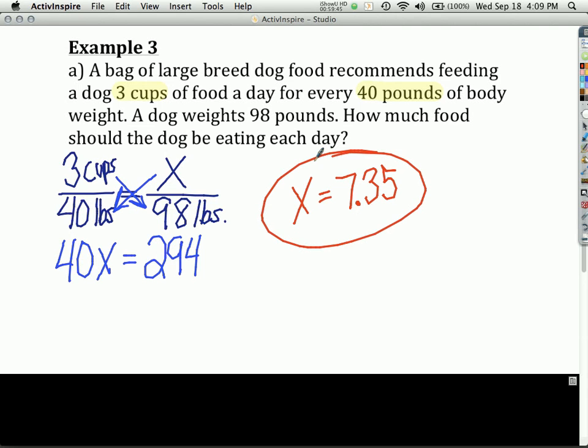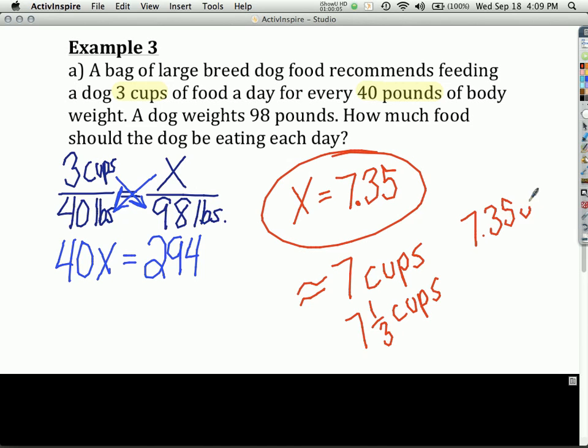Okay? Questions, comments? Yes? So that's the answer. Well, you have to answer the question. So you could say approximately 7 cups. You could say 7 1/3 cups. You could say 7.35 cups. I would accept any of these answers.